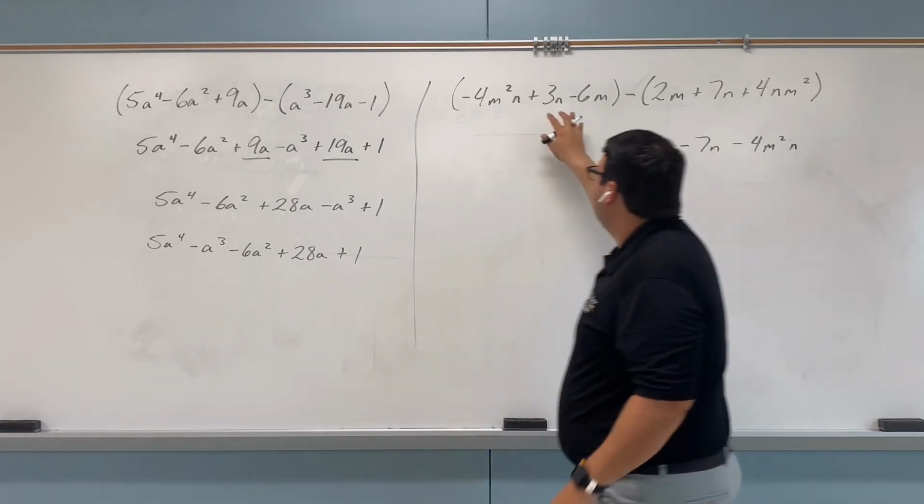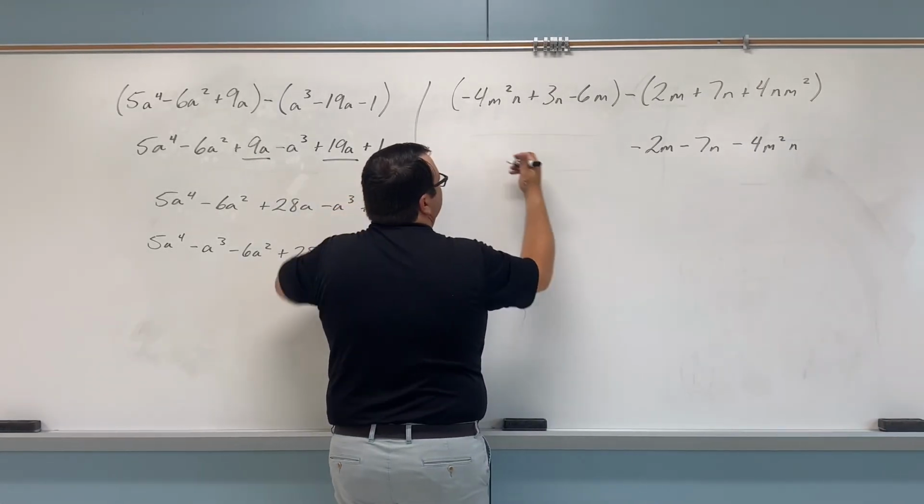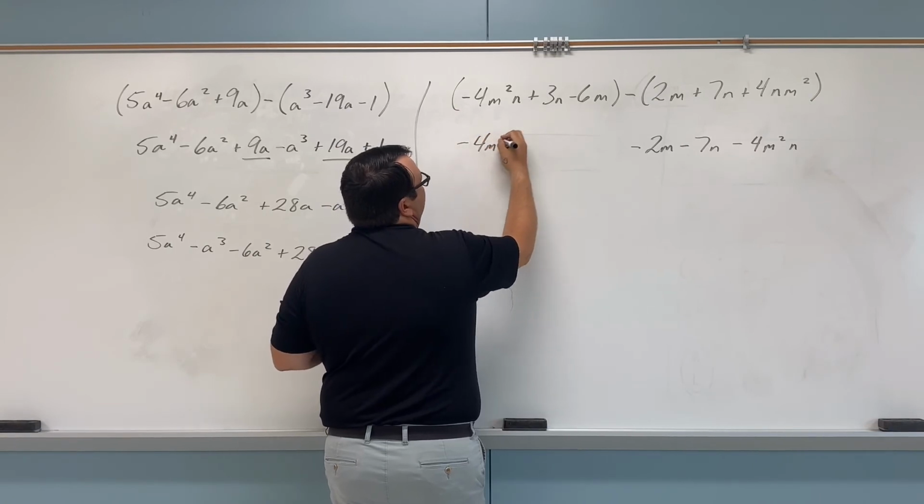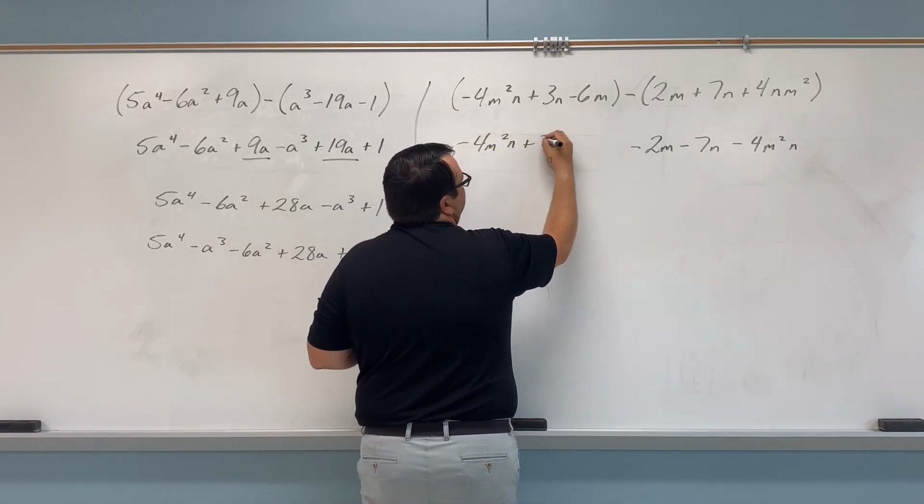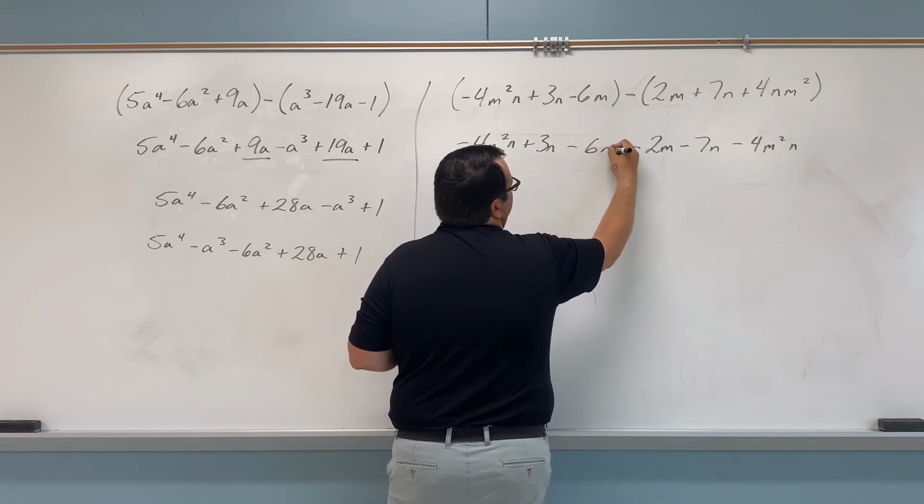Great. Now, there were no sign changes here. Let's just bring it down, drop those parentheses. Minus 4m squared n plus 3n minus 6m.